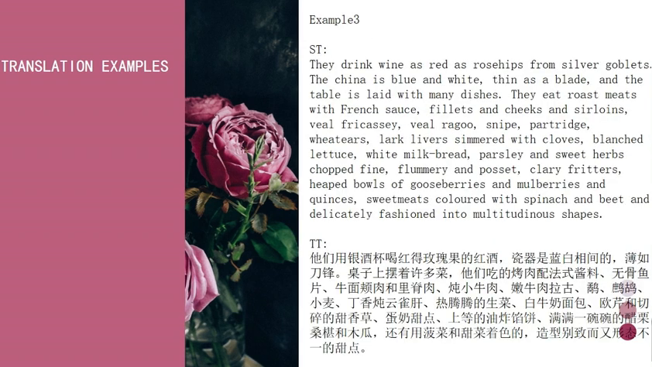Let's move on to the next example. The source text: "They drink wines as red and rose-shaped from the silver crocus. The china is blue and white, thin at the blade, and the table is laid with many dishes. They eat rolled meats with the French sauces, full eggs, and check the solings. Veal fricassee, veal ragout, sling potagerie, with tear, lard livers, cream with cloves, and so on." This description came from Chapter 5, French Sauce. In this chapter, Martha describes how the invisibles eat and what food items they have.